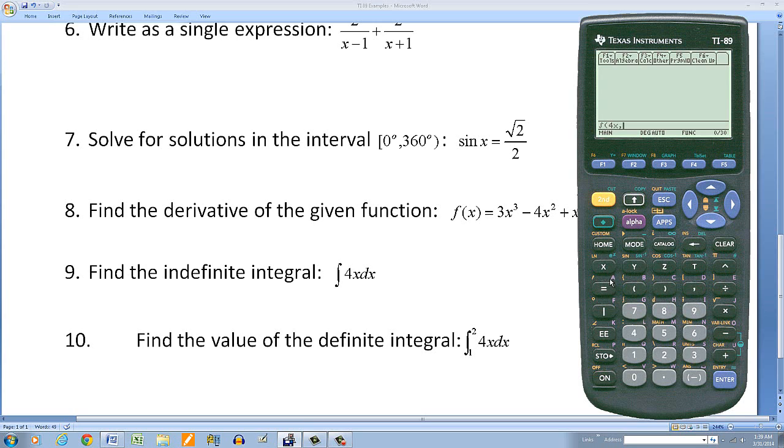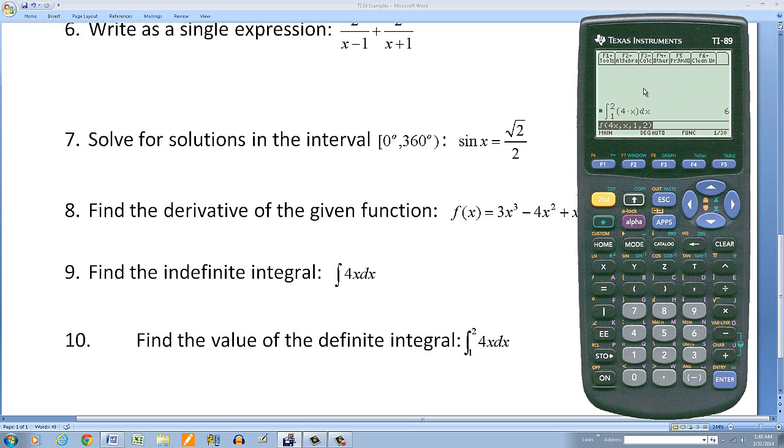Comma, x. The only thing is that we have to indicate the limits. It's from 1 to 2. So I put in the 1, and then the 2, close parentheses, and I get 6.